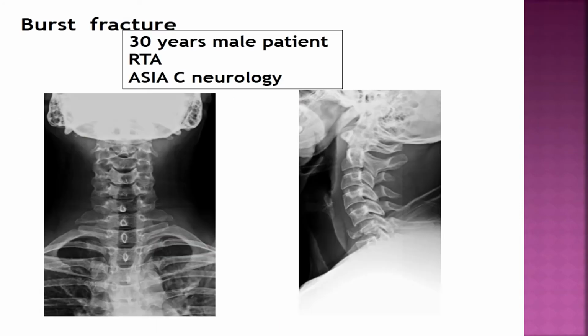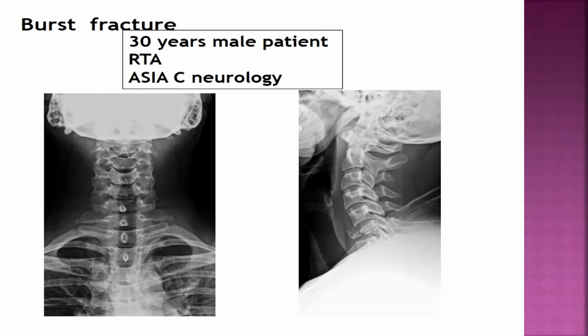Let's first start with the burst fracture. This is a 30-year-old male patient with a history of RTA, with no neurology. As you can see on the radiograph, the patient has a burst fracture. It's basically a compressive flexion type 3 injury, with an anterior teardrop injury involving the C6 vertebral body.